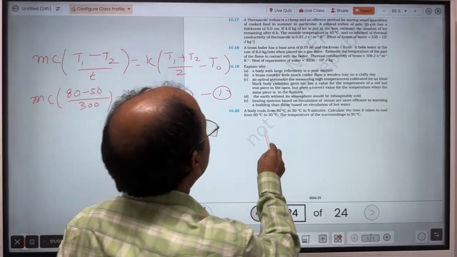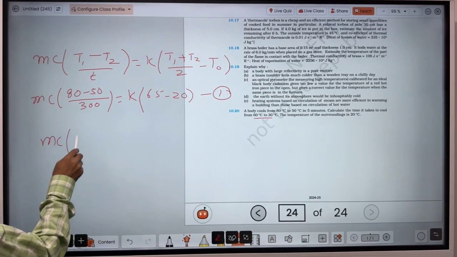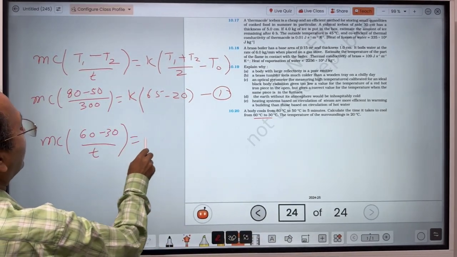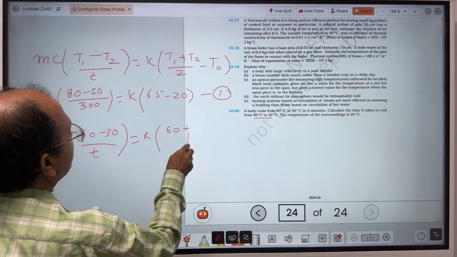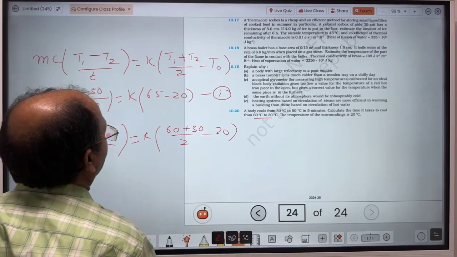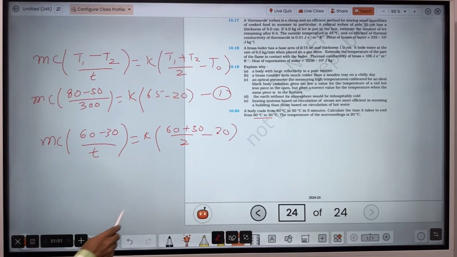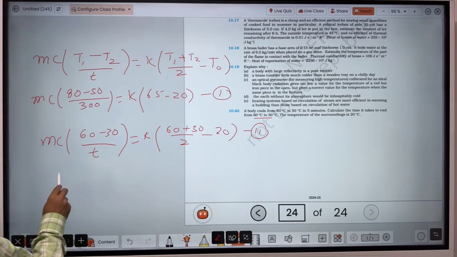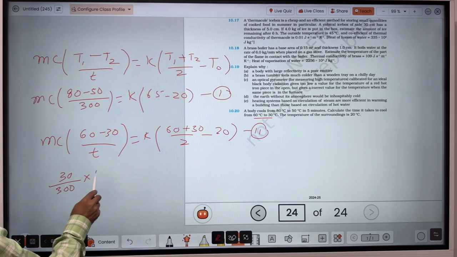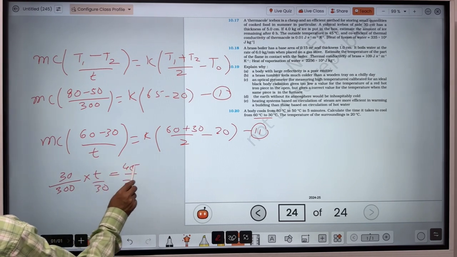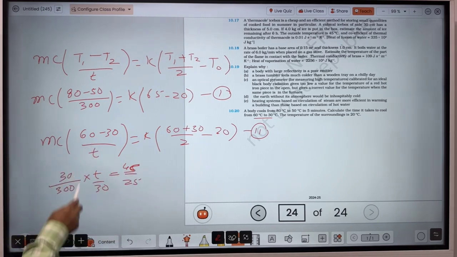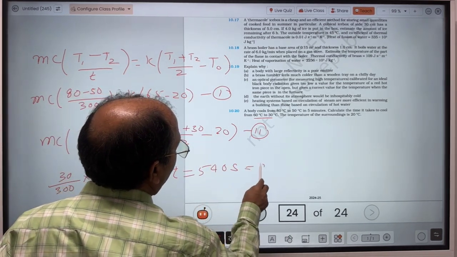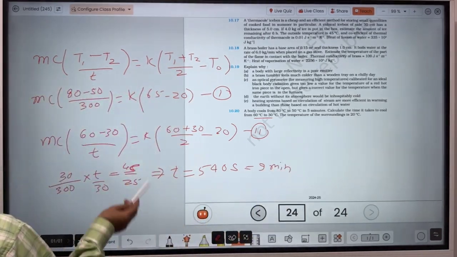Then again here 60 to 30. Same concept, we can take MC and 60 minus 30, and time is unknown, equal to K times average temperature, so 60 plus 30 divided by 2 minus room temperature 20, or surrounding temperature 20, correct? If you divide the two equations, what do you get? It is simple. So 30 upon 300 into T upon 30 will be 45 by 25. That is simple. You can evaluate. Just simplify it. So from here, you will get the value of T as 540 seconds, or this is equivalent to 9 minutes. So this is how you can solve this question.